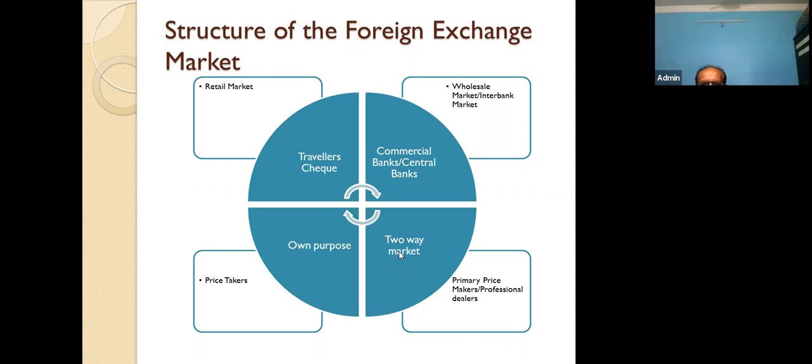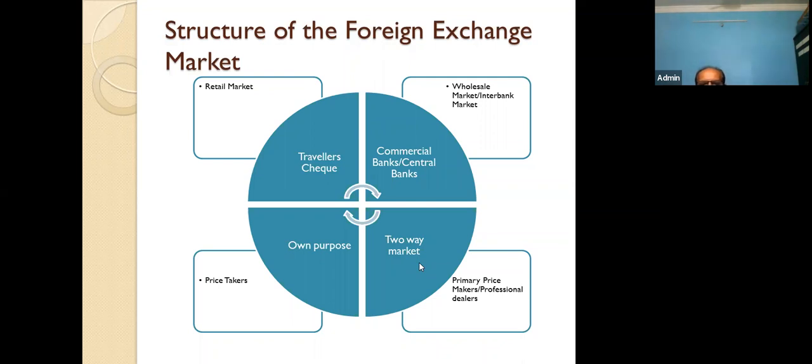They buy as well as they purchase foreign currency. That is known as two-way market. That is why they are called as a mediator. They are known as mediator, primary price maker, or professional dealer. And let me tell you, this professional dealer, they get every minute feedback update from the foreign exchange market. In fact, they have to be updated with this market, and then only they can deal with the foreign exchange market. And their business is two-way market.